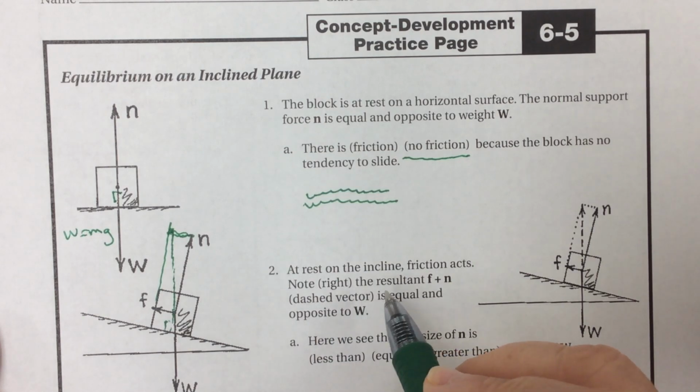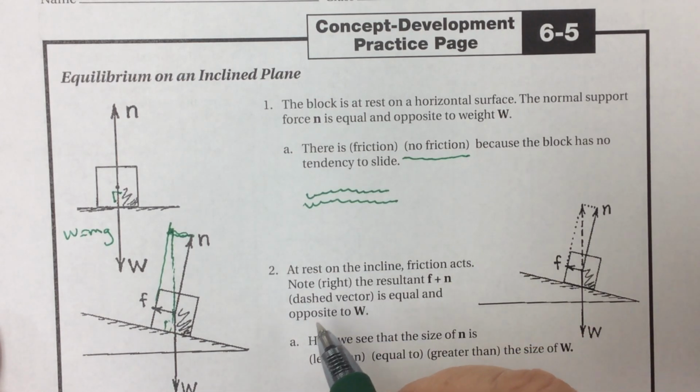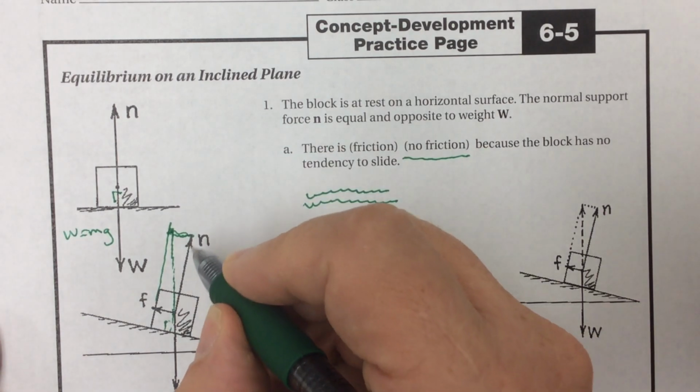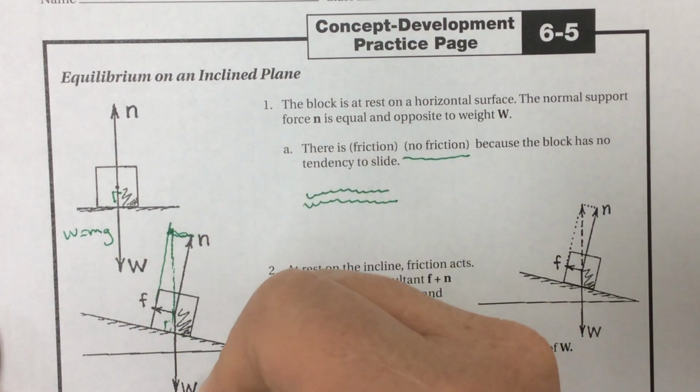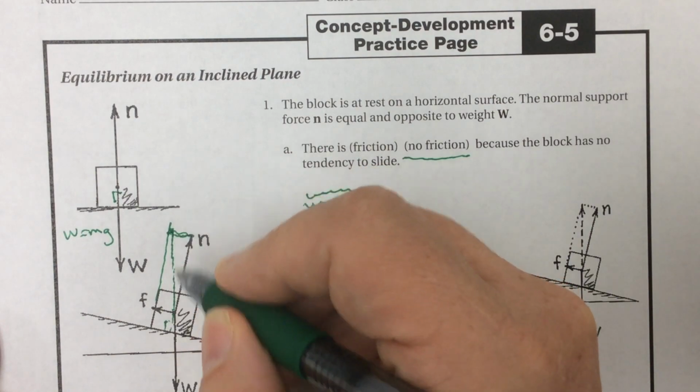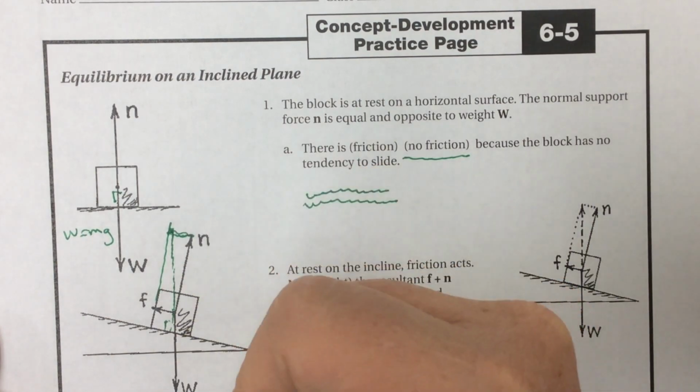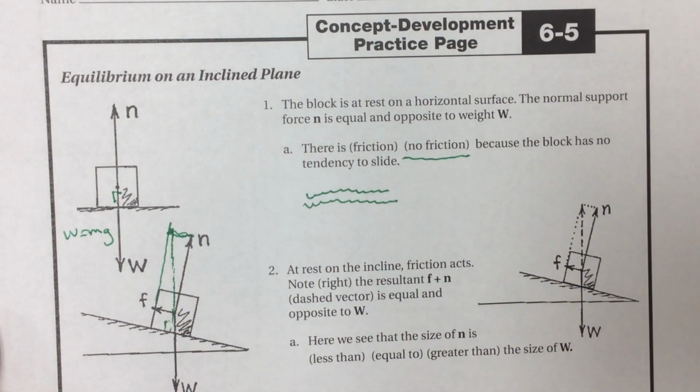Note that the resultant F plus N is equal to W. So here's the resultant, and it's equal and opposite to W. Whatever its magnitude is, and whatever its angle is, it's going to be exactly 180 degrees away.